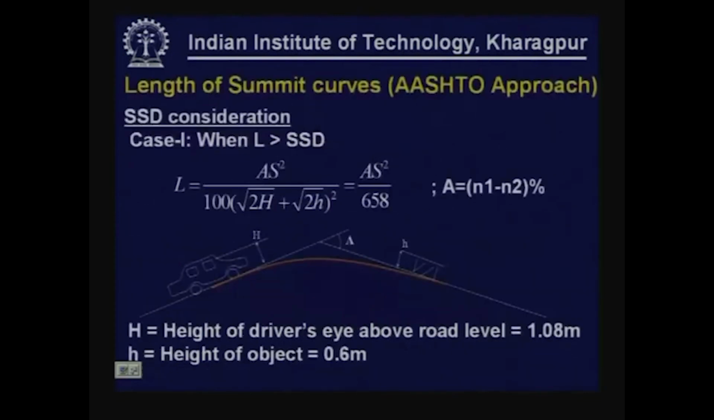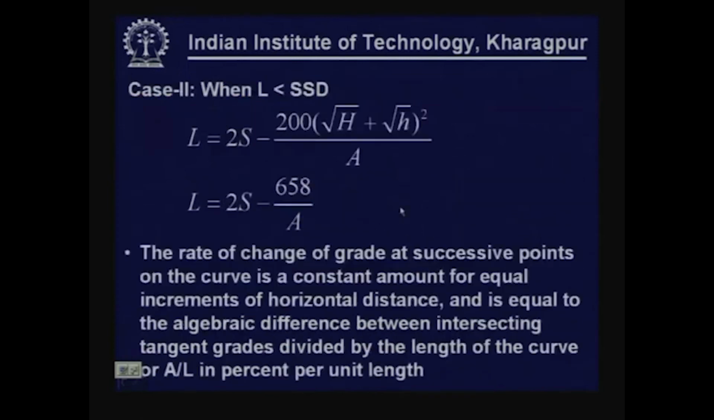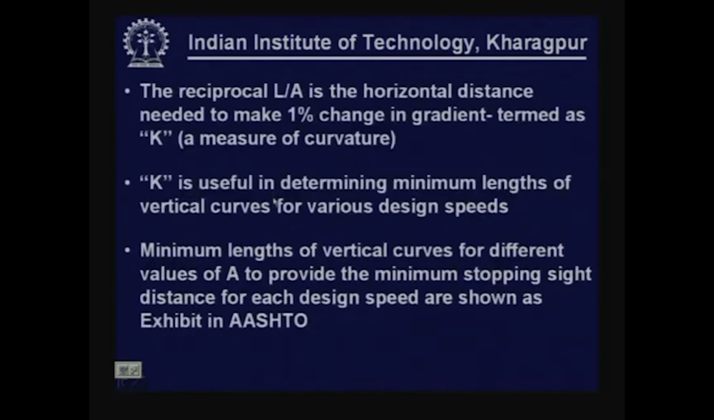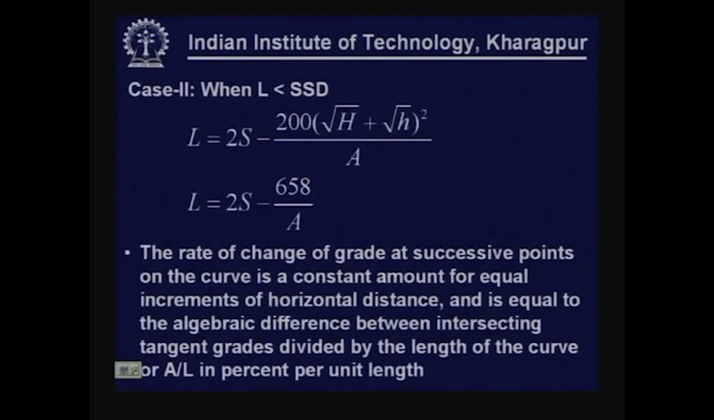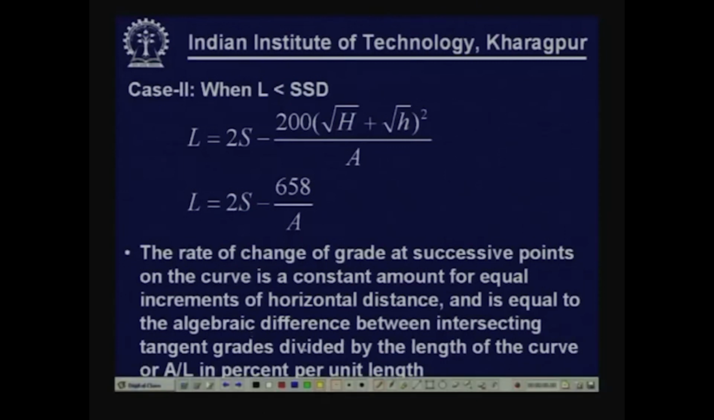To the right side it is this expression A square by 658, and to the left side it is this expression 2S minus 658 by A. So, for small deviation angle, if we try to use that equation, 2S minus 658 by A, that is the equation we are talking about.